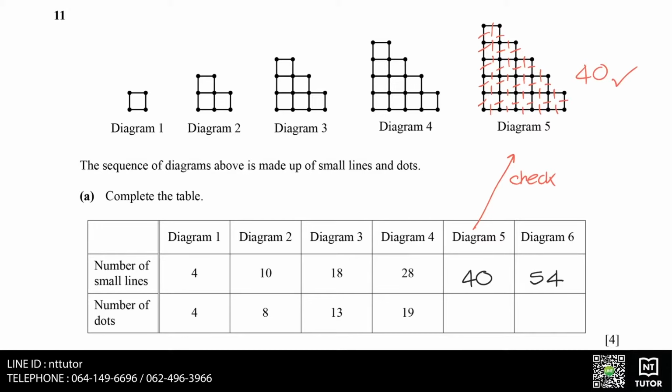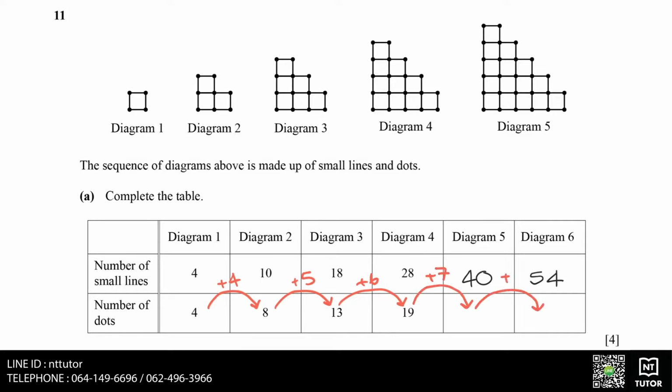For the number of dots, the sequence goes 4, 8, 13, and 19. And from 4 to 8, we plus 4. From 8 to 13, we plus 5. From 13 to 19, we plus 6. Therefore, for the next term, we need to add 7. And for the term after that, we need to plus 8.